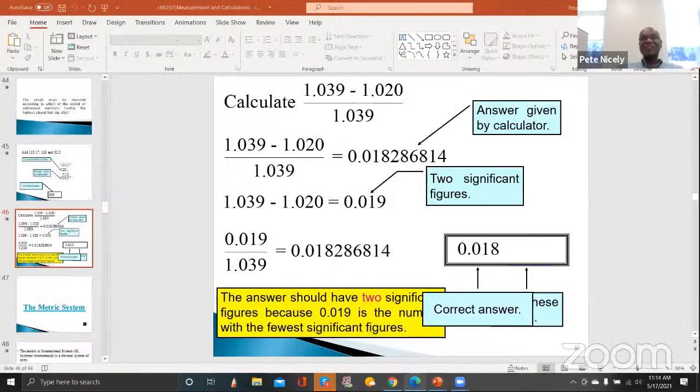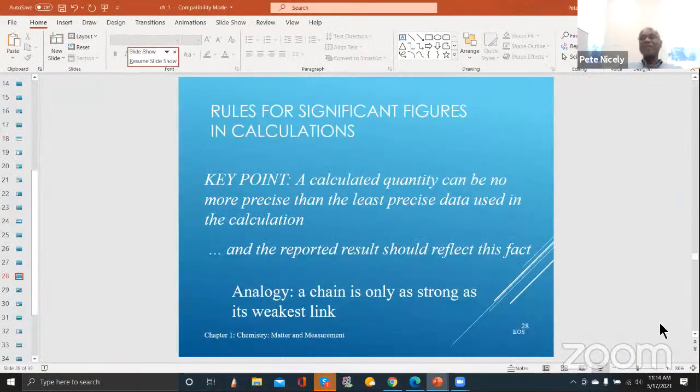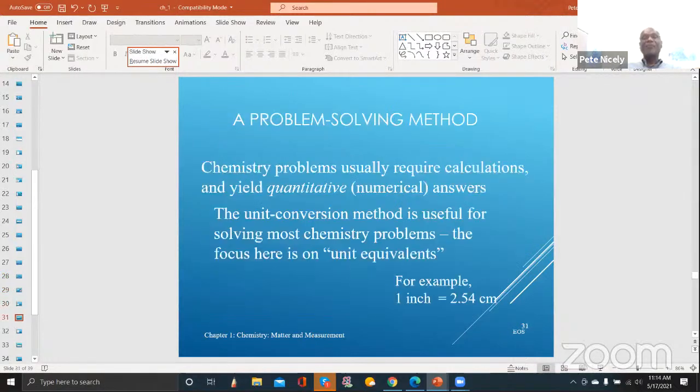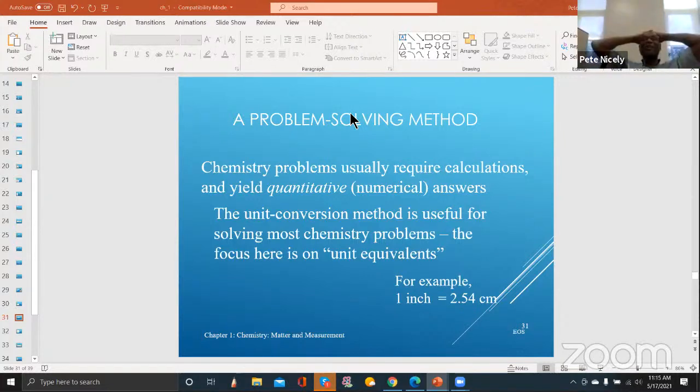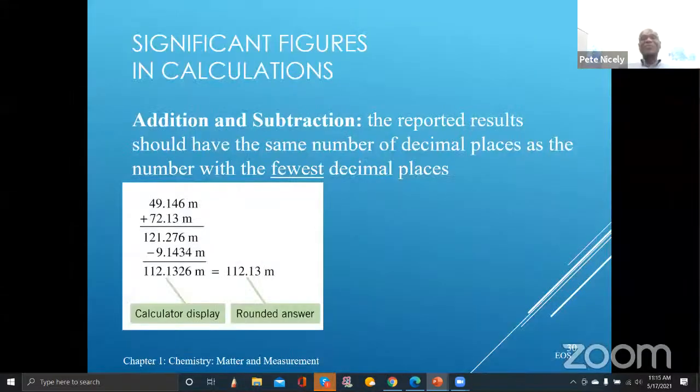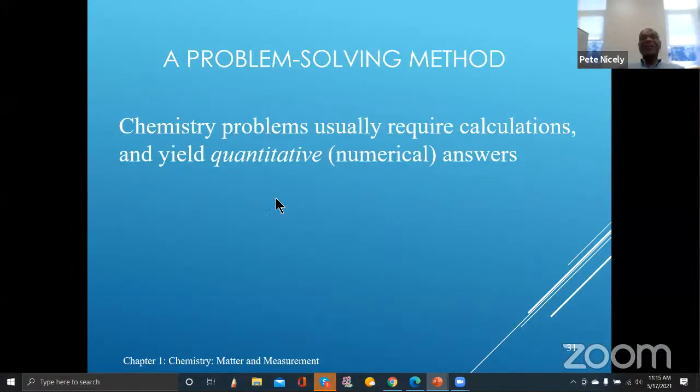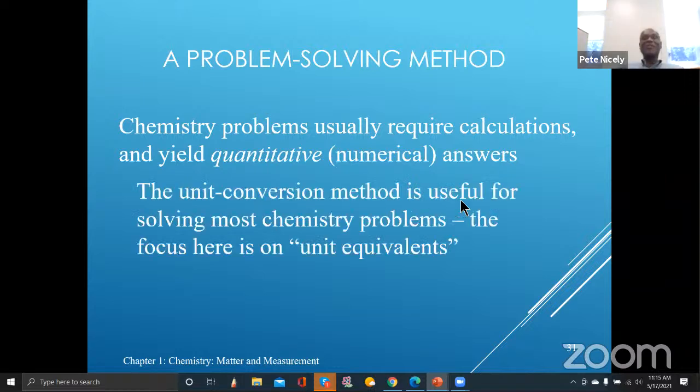Okay, so let me get out of this and go back to this here. So let's talk about problem solving. And basically the type of problem solving that we'll be looking at here is conversion, converting from one unit to the next. And in different textbooks, they call the method that is used different names. Some textbooks call it the conversion factor method. Other textbooks call it the unit conversion method. Same thing as far as I'm concerned.